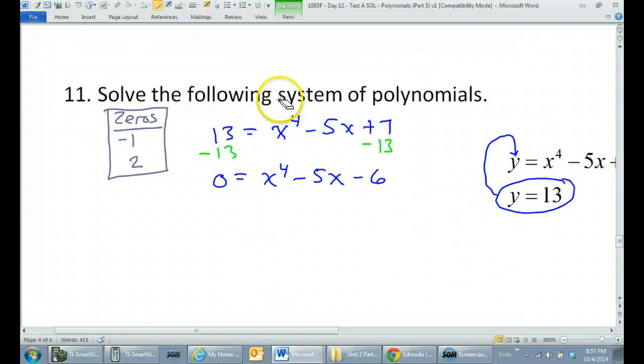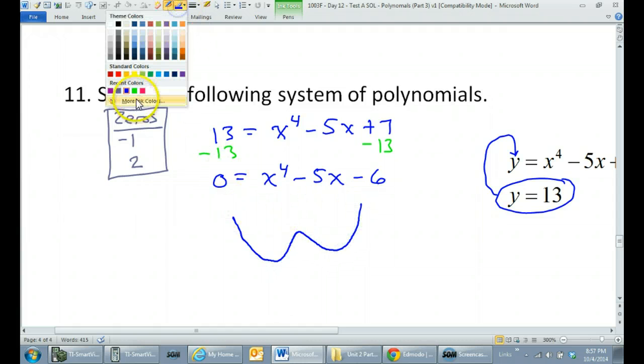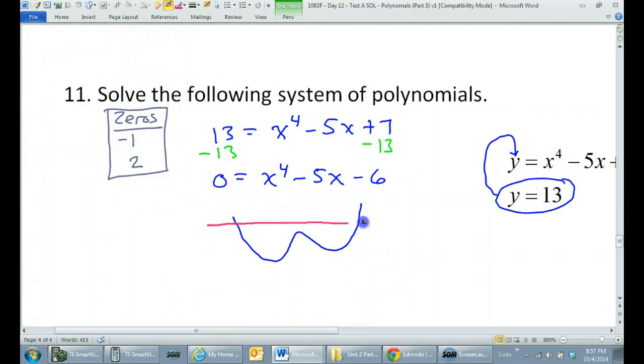Please understand that when we are solving a system of polynomials, we are looking for intersection points. Okay, so we've got this quartic, this 4th degree graph that's doing this type of a thing, and we've got this horizontal line, and it is intersecting in 2 places. All right, so the solutions to this system will be the ordered pairs, the points where they intersect. Okay, so it's going to be like -1 comma something, because that's one of my x values, and it's going to be 2 comma something, because that's my other x value.